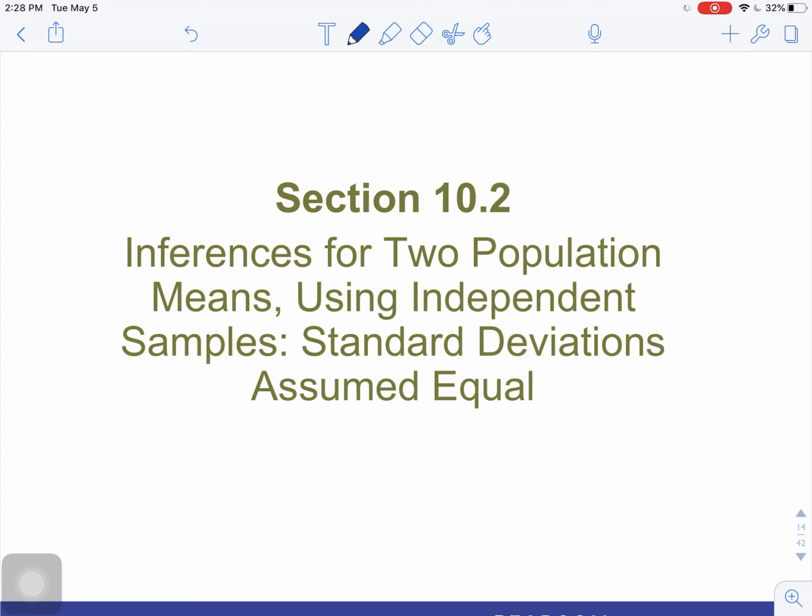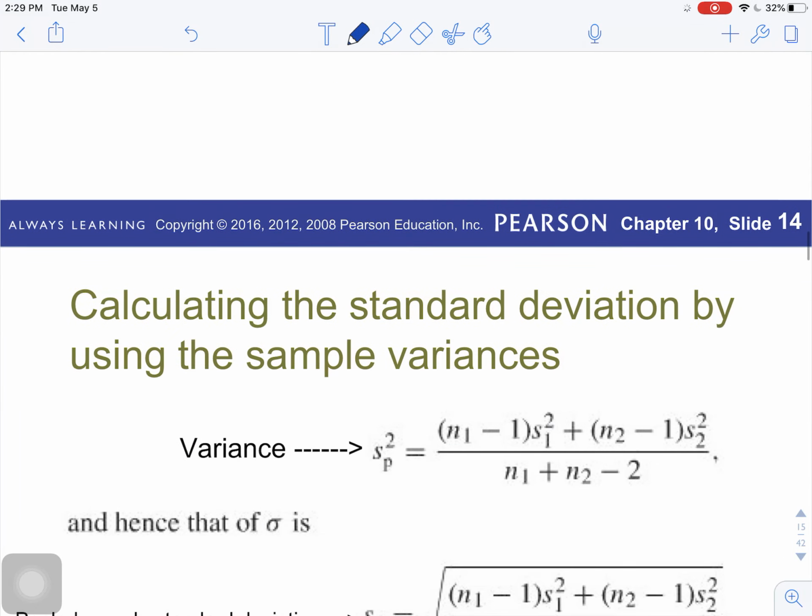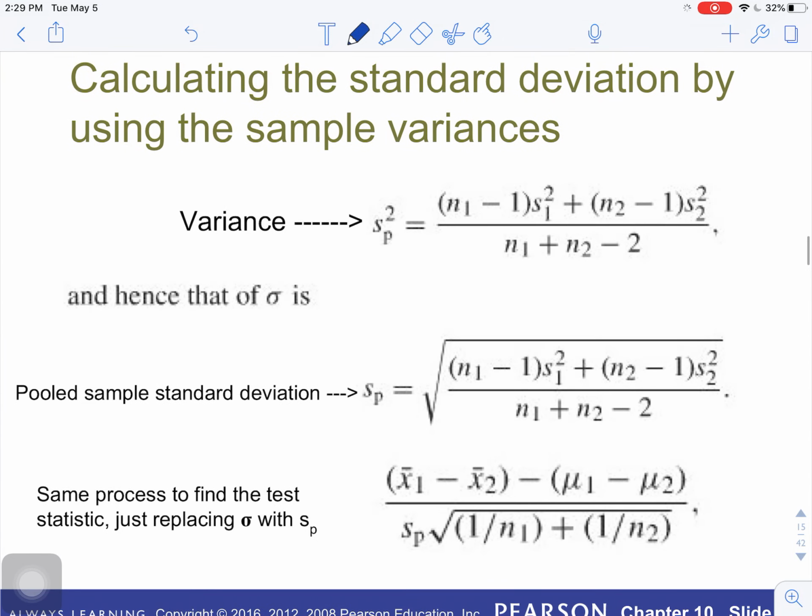So now we're moving on to the inference of two population means using independent samples, where we're assuming the standard deviations are going to be equal. We don't really talk about variance, so you don't really have to memorize or know anything about the equation there. What we're looking at is the pooled sample standard deviation. Anytime you see the pooled sample, you are going to go with your t-chart. That goes with the pooled sample.